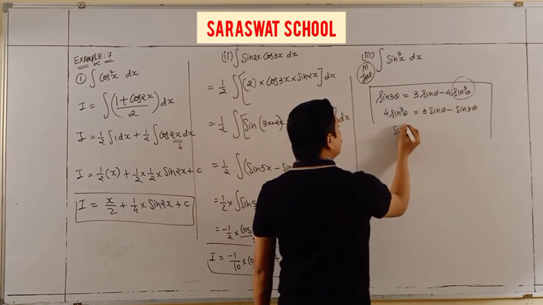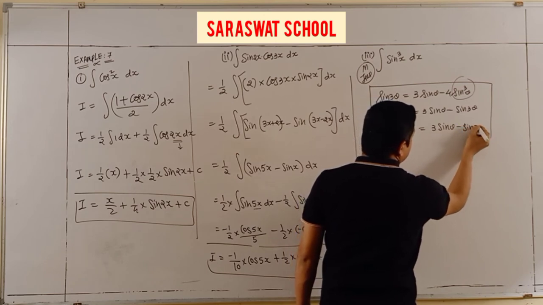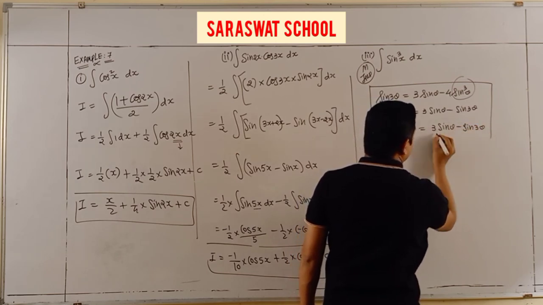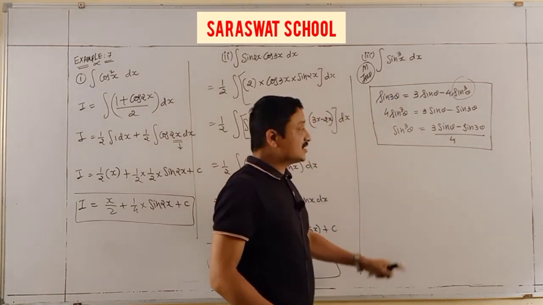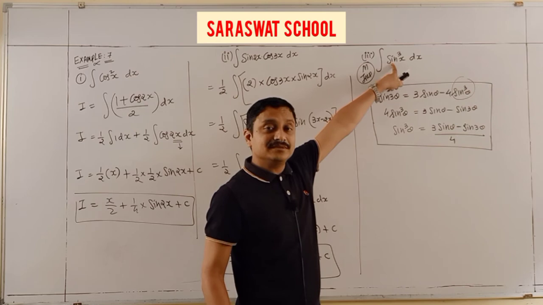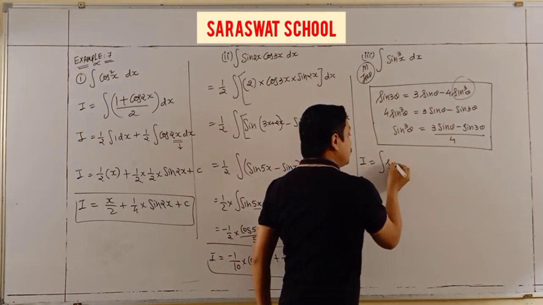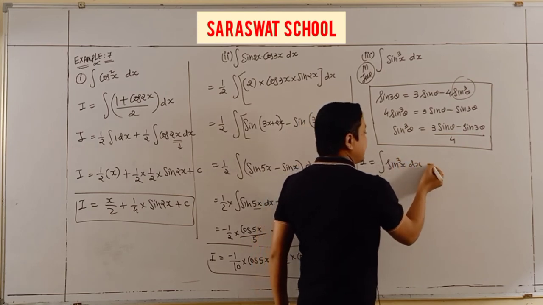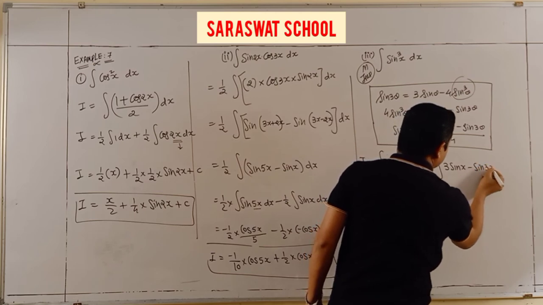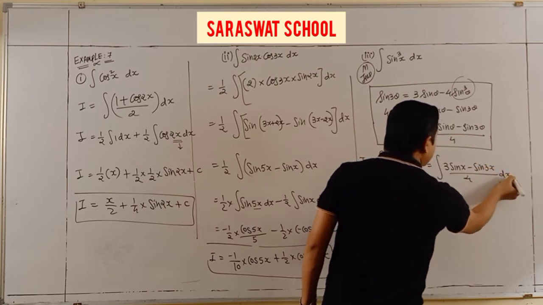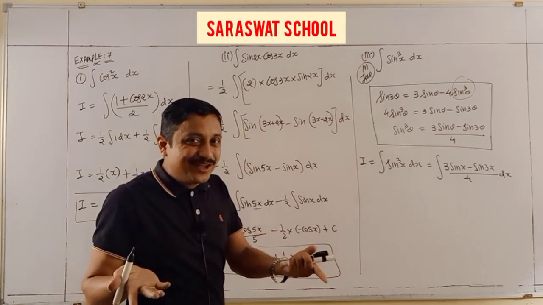So what is sin cube theta? It is 3 sin theta minus sin 3 theta upon 4. And this value is utilized in place of it here. Then we will go to the answer. So my integration of sin cube x dx is exactly 3 sin x minus sin 3x by 4. And try to separate. Students, the subtraction easily goes into answer form.